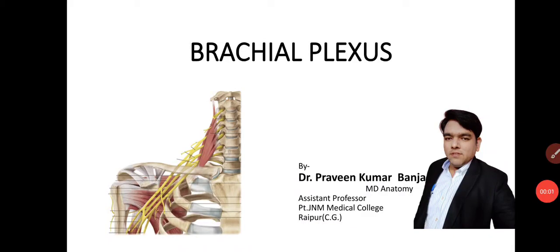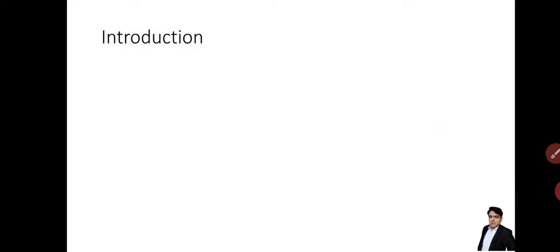Hello students, in this video we are going to learn brachial plexus, a very important topic of the upper limb. So plexus means network of nerves. So brachial plexus is the network of nerves which supplies the upper limb.